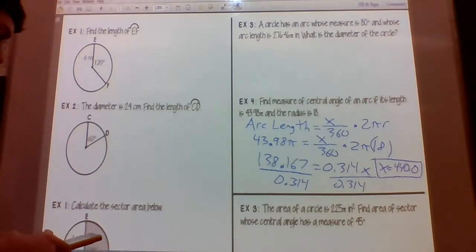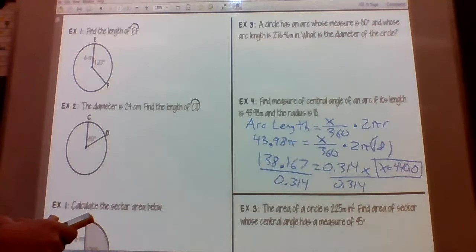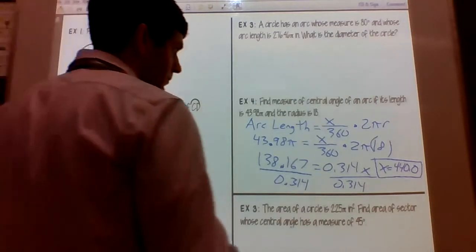The arc length is 43. Yep, that looks good. 2 pi times 18, looks good. Divided by 360 looks good. Well, yeah, that doesn't make any sense. The problem doesn't make any sense.